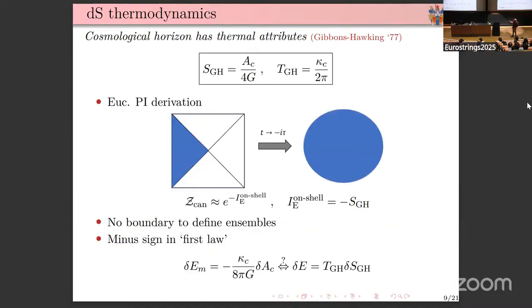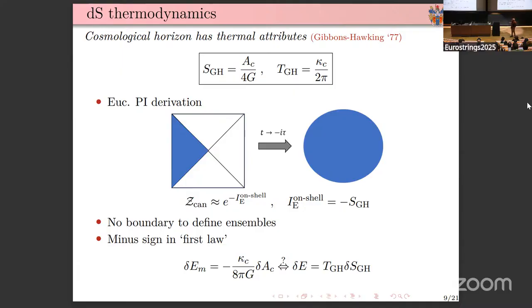Okay. Now, since it has a horizon, you might expect that there's some thermal description of the de Sitter static patch. And indeed, Gibbons and Hawking showed that the area of the horizon is related to the entropy of the system, and that it also has a temperature proportional to the surface gravity. And they also derived this using a Euclidean path integral derivation, where they found that, to leading order, the on-shell action is proportional to the Gibbons-Hawking entropy, and that the energy is vanishing.